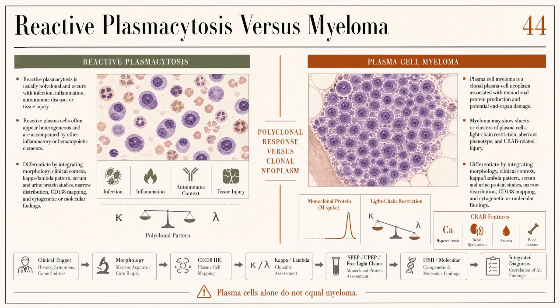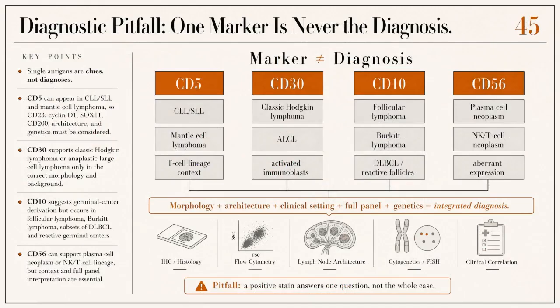This slide's comparative matrix serves as a valuable tool to systematically evaluate and differentiate reactive plasmacytosis from myeloma, setting the foundation for our next discussion on the limitations of single-marker immunohistochemistry and the necessity of comprehensive diagnostic strategies. As we transition into this critical topic, it is essential to emphasize a foundational principle in hematopathology and diagnostic histotechnology. No single immunohistochemical marker can stand alone as the definitive basis for a diagnosis. This concept is not merely academic. It is a practical imperative that directly impacts patient care, laboratory workflow, and diagnostic accuracy.